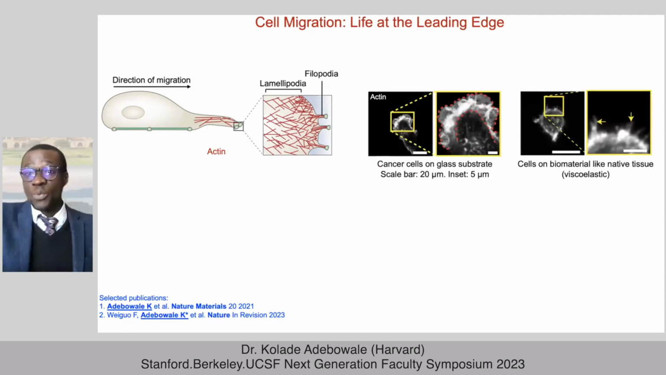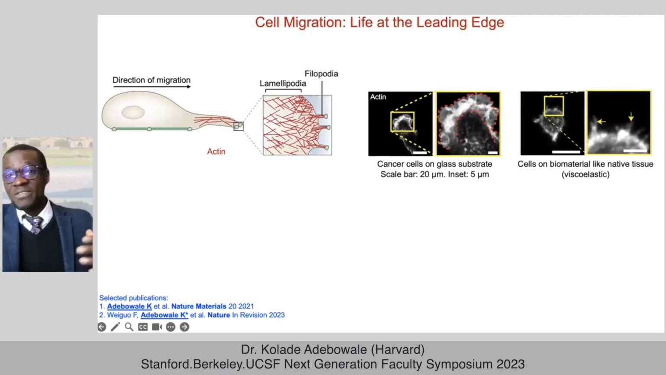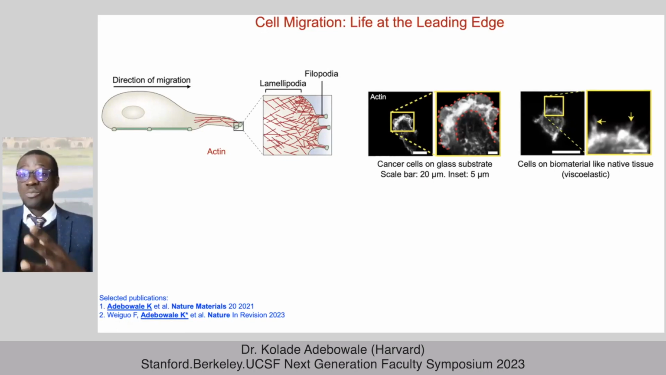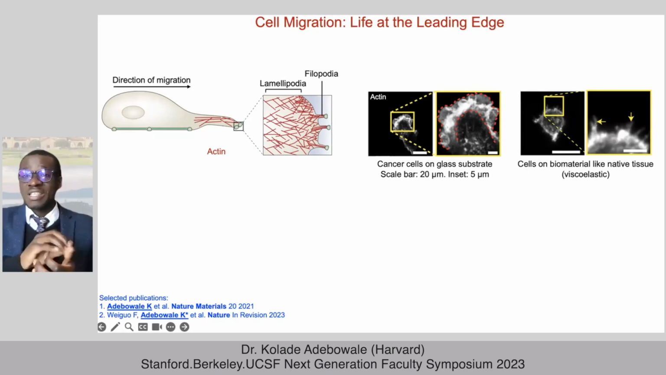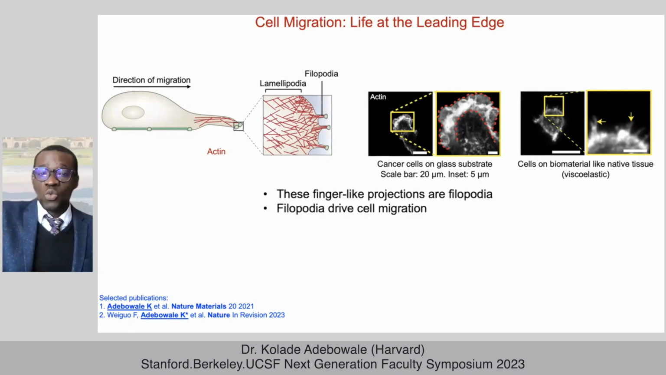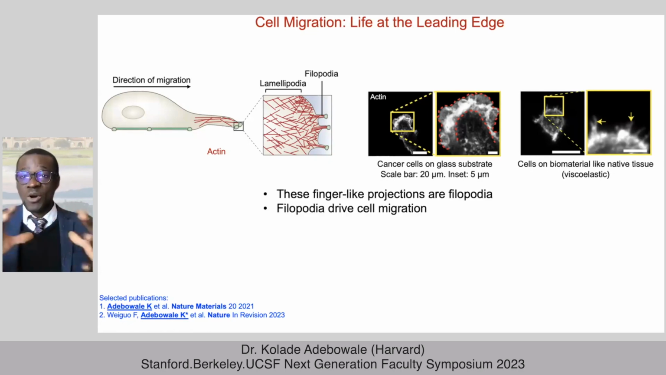What we found was that if we put cancer cells on a glass slide, they have these beautiful lamellipodia structures that have been previously described in the literature, highlighted in red. However, when we put the same cells in a material system that's more similar to biological tissues, specifically which are compliant and also viscoelastic, we observe the emergence of these really prominent extensions from the cell surface. We then did a series of immunohistochemistry and biochemical assays to determine that these protrusions are filopodia protrusions. And more importantly, these filopodia protrusions drive cell migration.